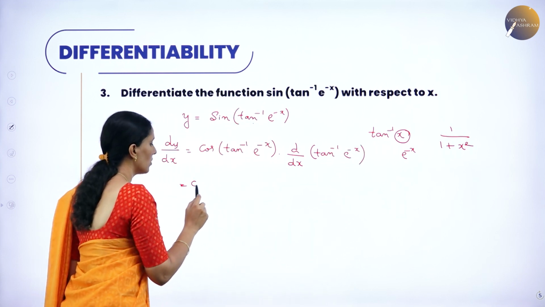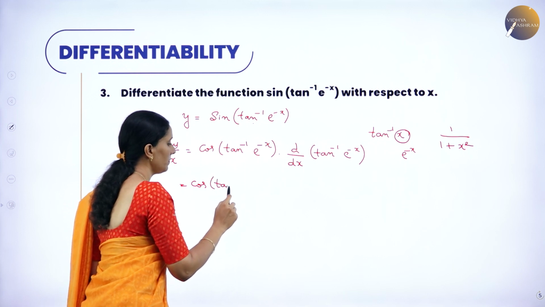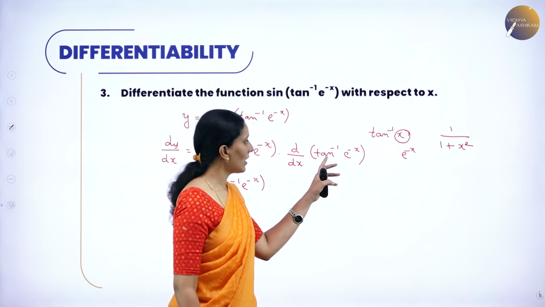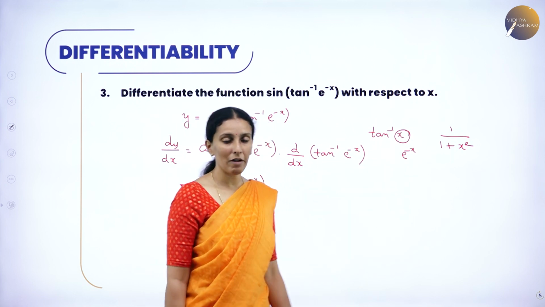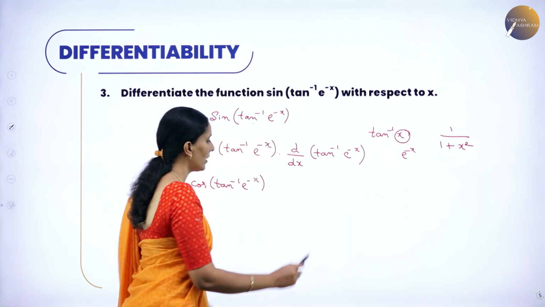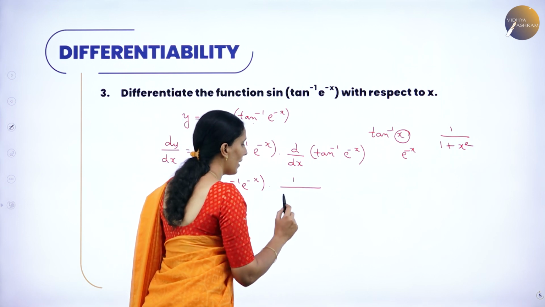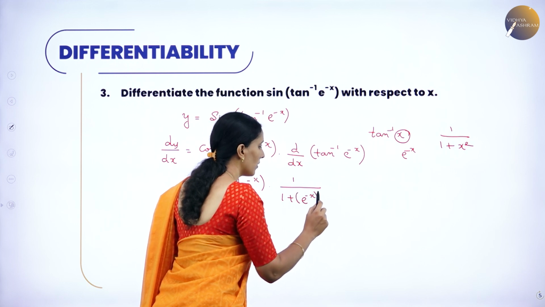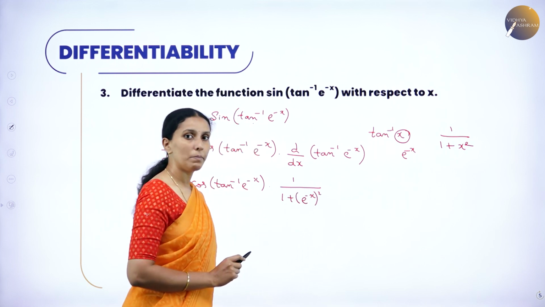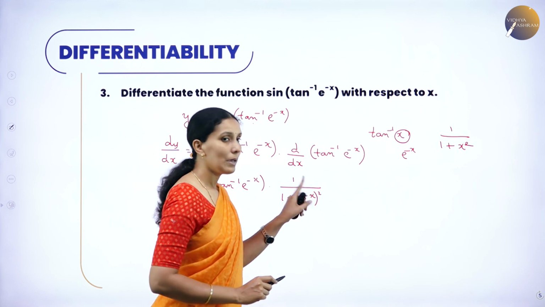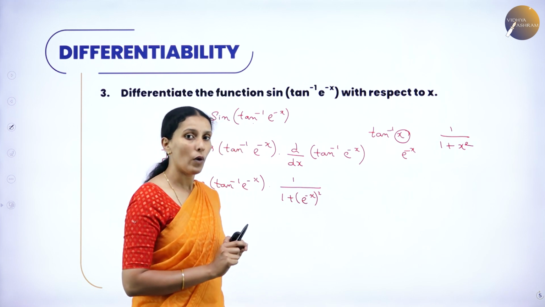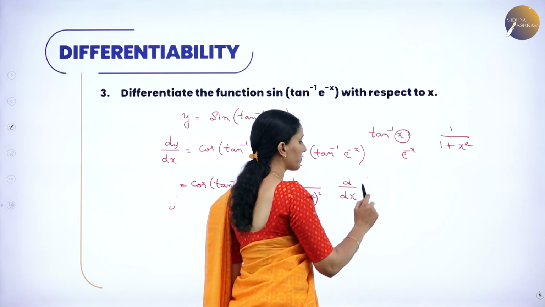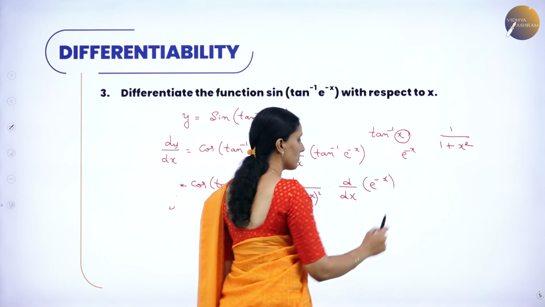So here we get cos of tan inverse e power minus x into. So what is the derivative of tan inverse? It is 1 by 1 plus x square. So you have to write it in the form of 1 divided by 1 plus e power minus x square, because in the place of x, you have to replace e power minus x. But again, e power minus x is one more function. So derive it. d by dx of e power minus x.